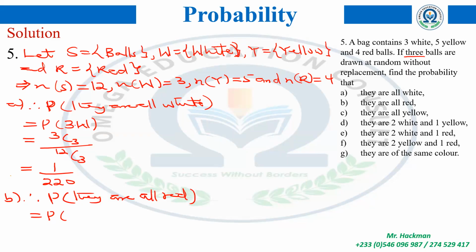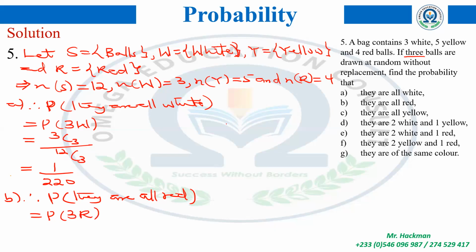You think because the 3 is here, the 3 is for the whites. No, the 3 is for the number of balls that you are selecting. So if all of them must be white, then it means it will be 3 white, because you are selecting 3 balls. Can you see that? The 3 is for the number of balls that you are selecting, not for the number of whites. Is that clear? So give me the right thing here. 3 red.